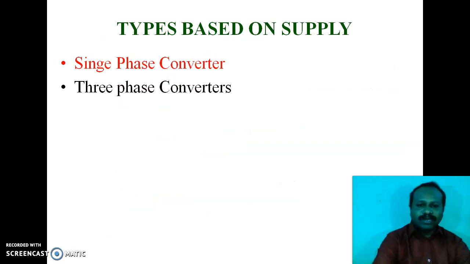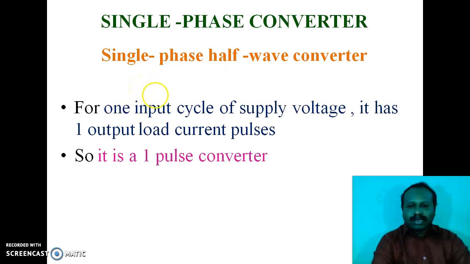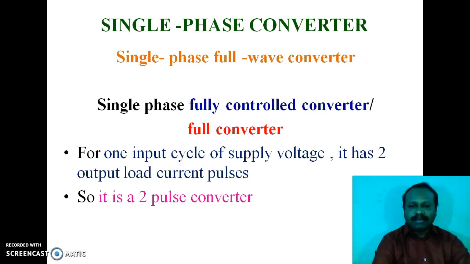Next, types based on the supply. If the phase controlled converter works on single phase supply, then that is known as a single phase converter. If it works on three phase supply, then that is known as a three phase converter. Now the single phase converters, single phase half wave converter. In case of the single phase half wave converter, for one complete input cycle, the output has one load current pulse. So that is known as a single pulse converter.